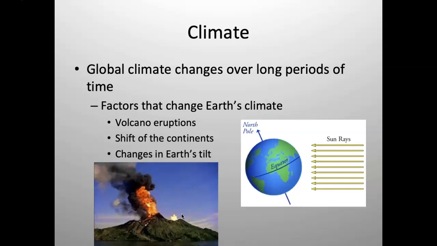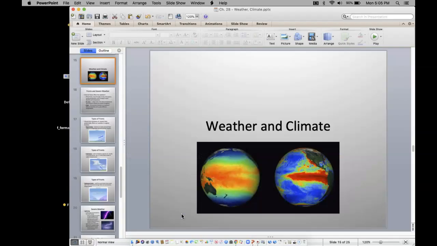It could also be the shift in the continents. As the continents have moved over time, so has the climate changed as well. And as a result of the Earth's tilt, we have different climate changes as well, and that's what gives us our seasons. So we have our summer as we tilt towards the sun, and as we go away from the sun, we have our wintertime. Okay, that's our notes for this week.